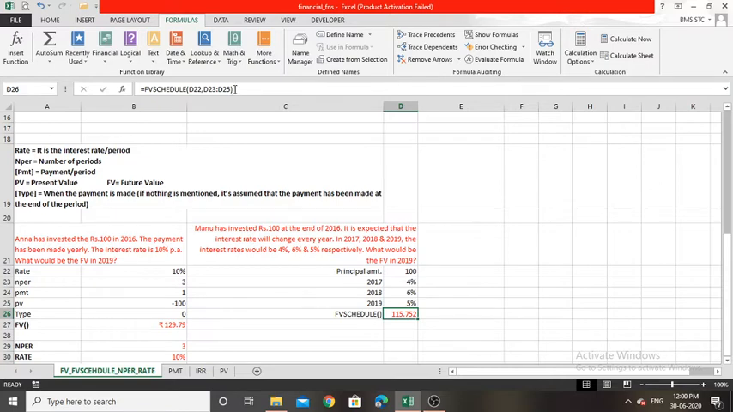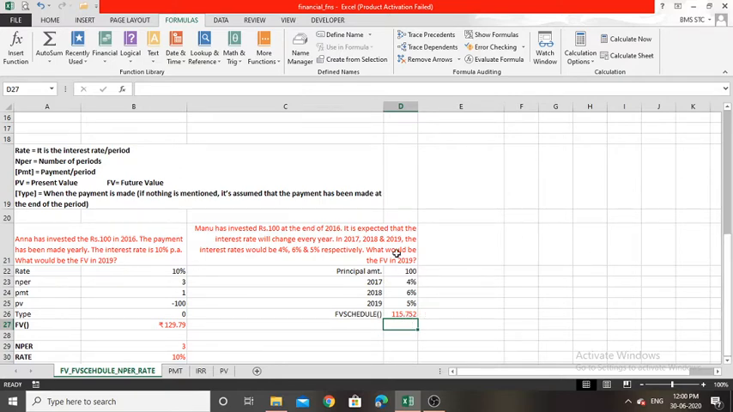So let's see the arguments and the syntax of FV schedule. FV schedule has only two arguments, principal and schedule. Schedule refers to the varying interest rate, that cell range, and principal is the principal amount that we are going to invest. Here both the data are given. The principal amount is equal to 100 and the varying schedules are also listed there. Simply putting these values, we will find out the future value.